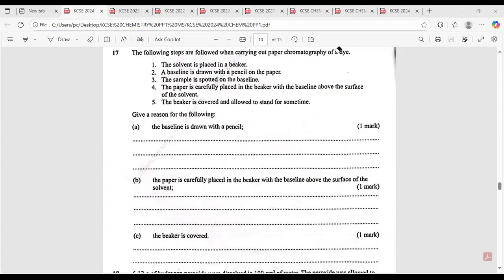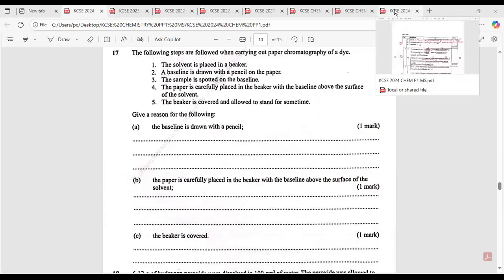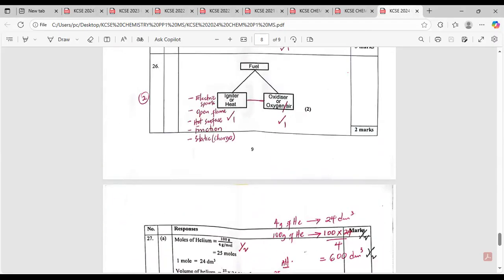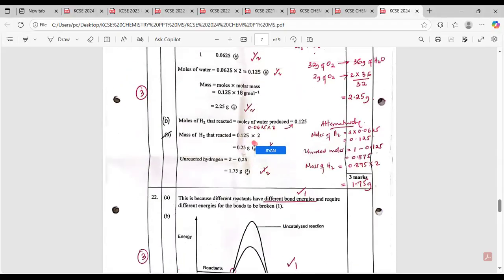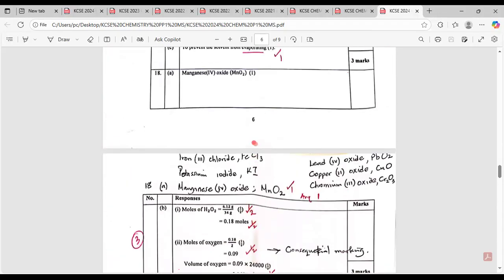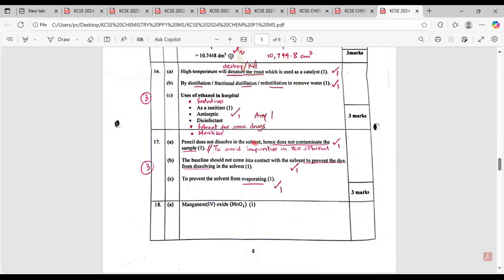I think I can just take you through what was the expected response. This is question number 17, and you can see how the responses were. The responses were as follows. Number 17. So you can see the reasons. I think I had stopped sharing, so I can just go back to it.